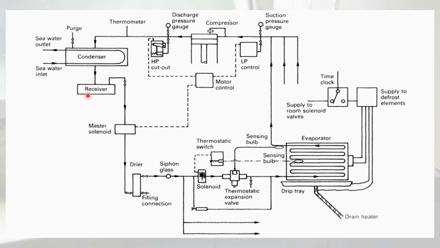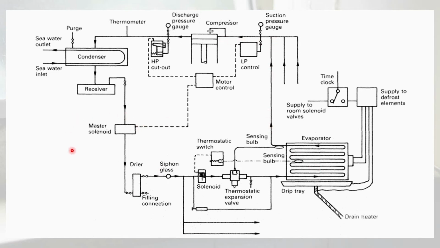In the receiver, the liquid refrigerant received from the condenser is collected and sent to the master solenoid valve. This master solenoid valve is the valve that controls the entire plant used onboard ship. Suppose we stop giving supply to the master solenoid valve, so that it is in closed condition. Then even if the condenser is giving refrigerant to the receiver and the receiver is delivering to the master solenoid valve, as it is closed, no refrigerant will reach the dryer, the sight glass, or the evaporator, and back again to the suction side of the compressor.